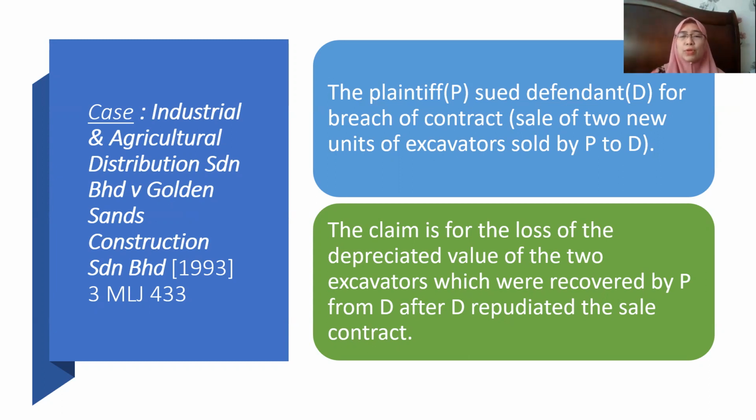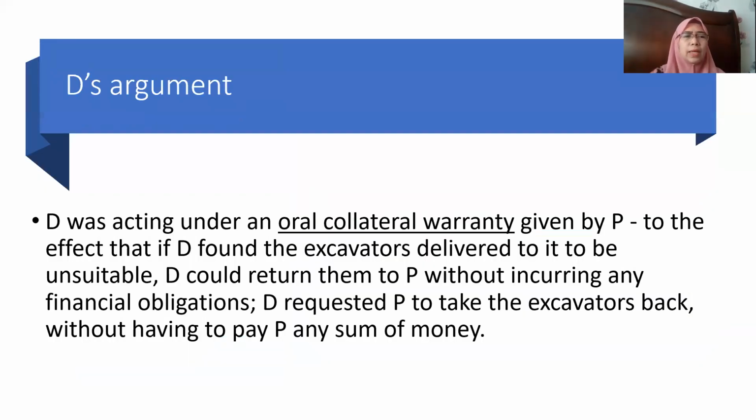Here there was termination of the contract, so now the plaintiff recovered the units, the vehicles. And when they returned the excavators, the defendant was acting under an oral or collateral contract, meaning here it's not something in writing, given by the plaintiff, to the effect that if the defendant found the excavators delivered to it to be unsuitable, the defendant could return them to the plaintiff without incurring any financial obligation. Meaning, if it's not suitable, you can return it to us. But this is just an oral collateral warranty. And the defendant requested the plaintiff to take the excavators back. Take back, we don't want them.